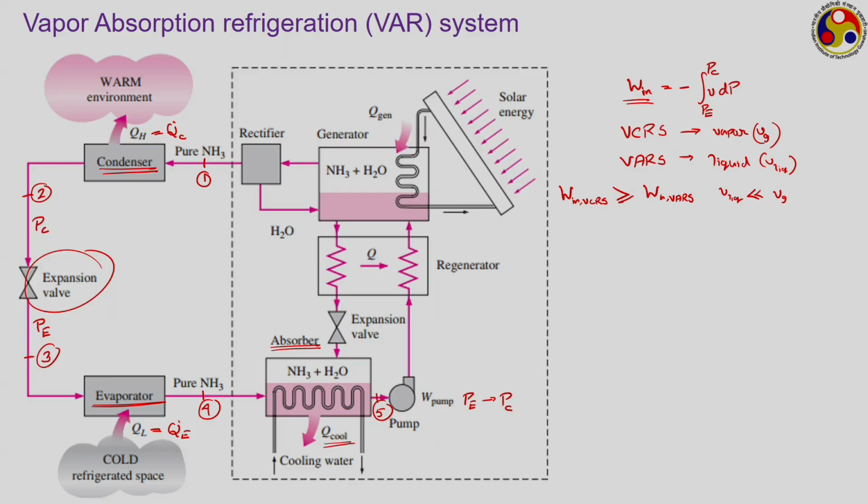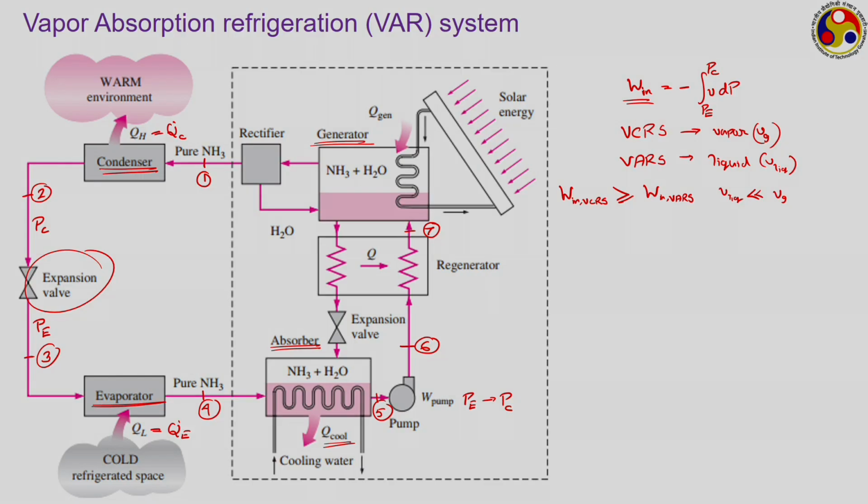Then what else is happening? The solution which has been pumped to a higher pressure, to the condenser pressure, now goes through another component which is known as a generator. In between we may have a regenerator where we are using some residual heat to raise the temperature of this. So, the state is 6 coming out of the pump, and then after the regeneration we have the state 7. For the moment you can ignore the regenerator.